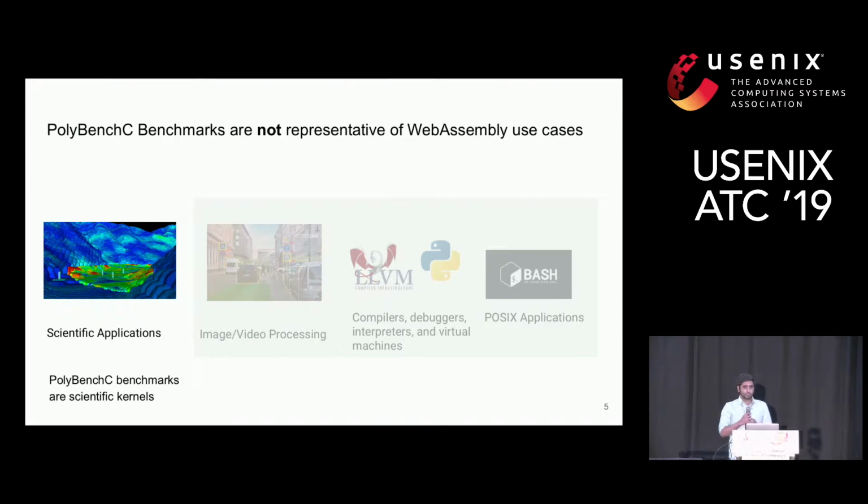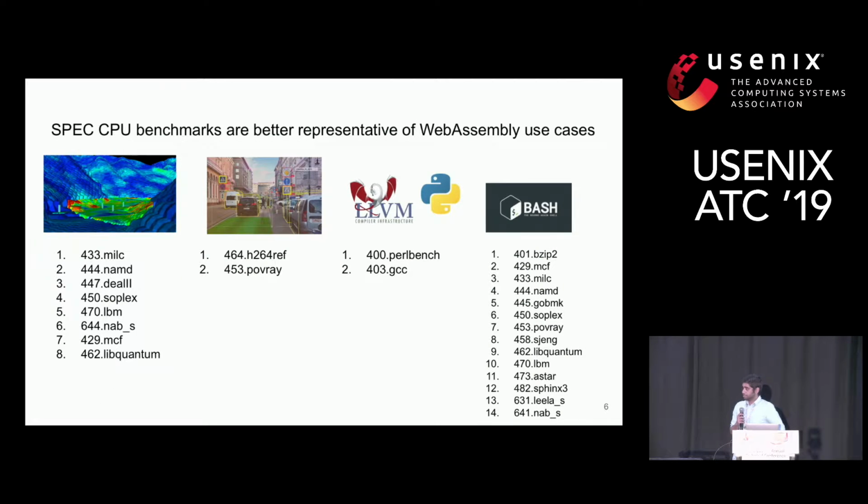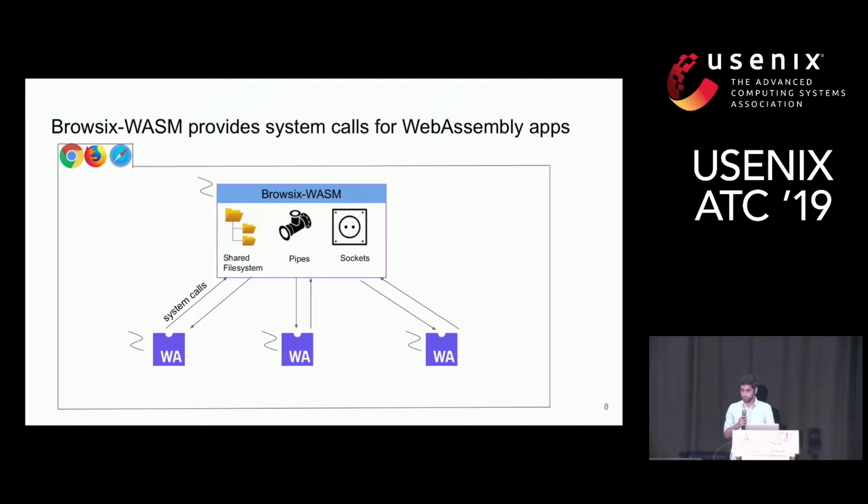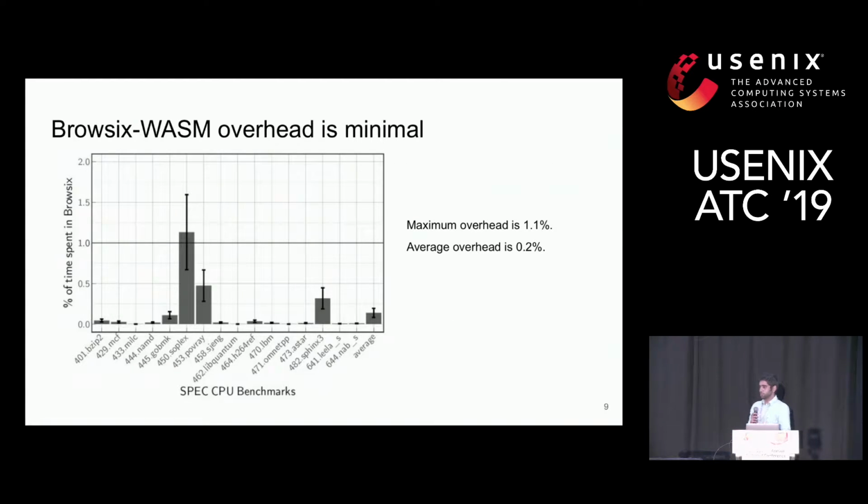However, these PolyBench C benchmarks are actually a suite of small scientific kernels, and hence they are not representative of WebAssembly use cases. SPEC benchmarks, on the other hand, are a better representative of these use cases. But we just cannot compile SPEC benchmarks to WebAssembly and run them in a browser because they require a system call interface, which is not available in a browser. To solve this issue, we developed BrowsixWasm, which is a Unix kernel running inside a browser. And in my talk, I'll be talking about some of the design issues we faced while developing BrowsixWasm and how we made sure that BrowsixWasm's overhead over SPEC benchmarks remains minimal.